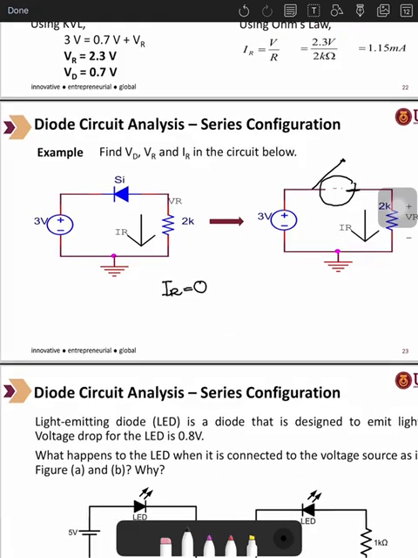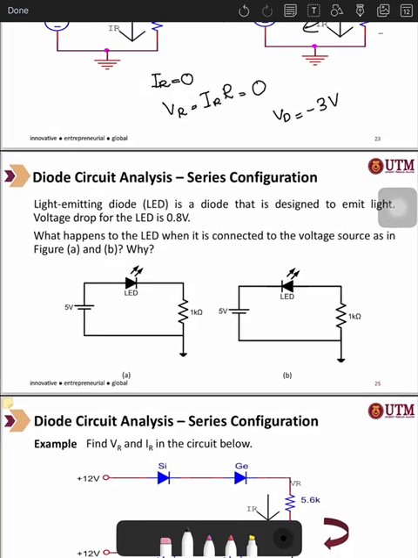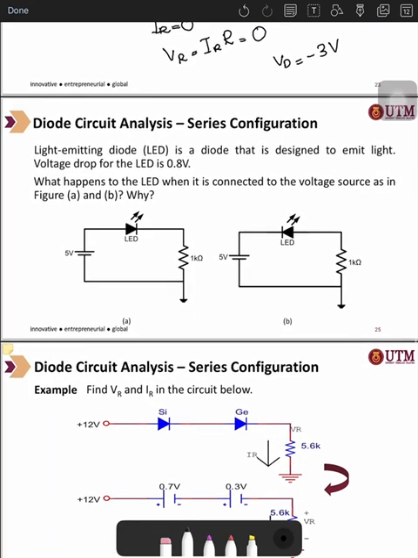Okay, so next. This one is critical thinking, so you can investigate why.